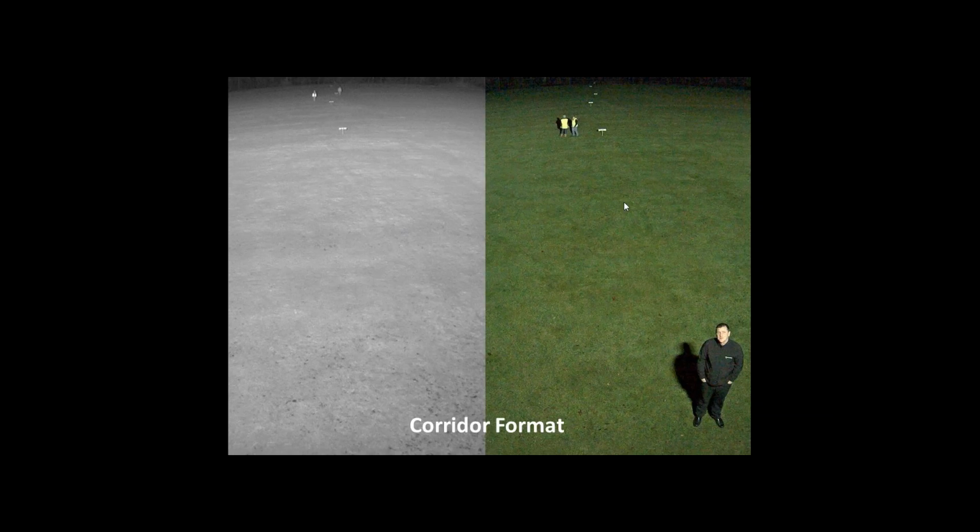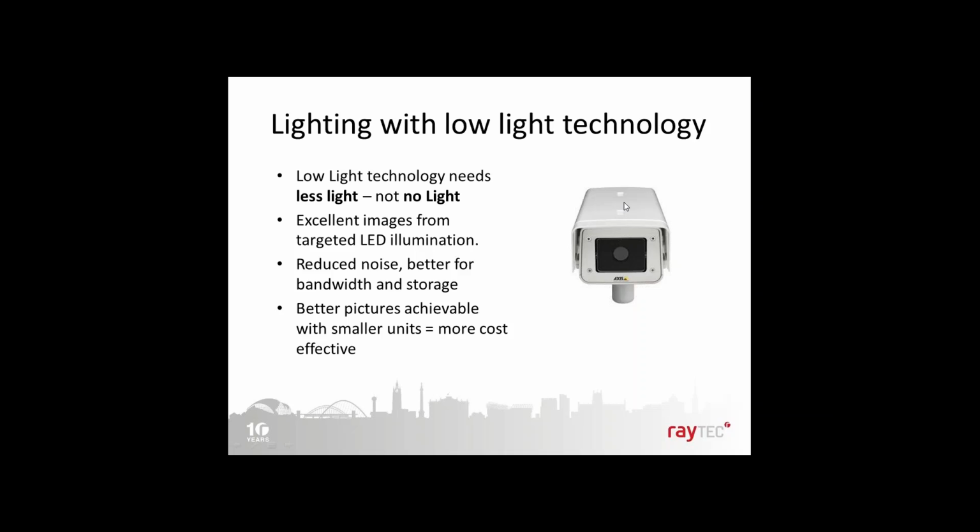So I mentioned it briefly before, but lighting with low light technology. Like I said, it's excellent technology, and we fully agree, but what it allows you to do is be more clever with your light, more cost effective with your lighting. It doesn't create light, it still needs some light to support it. So you can use less light, be more cost effective, more energy efficient. You can use smaller units for the same application that you would maybe have used 5-10 years ago, as the camera technology has developed.